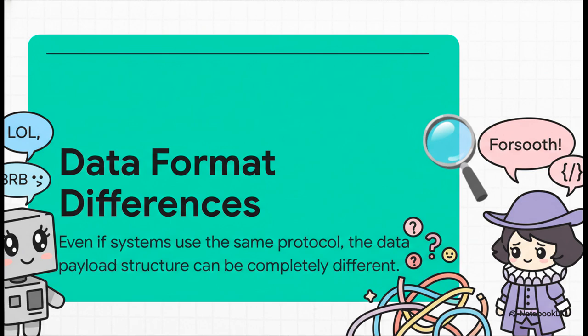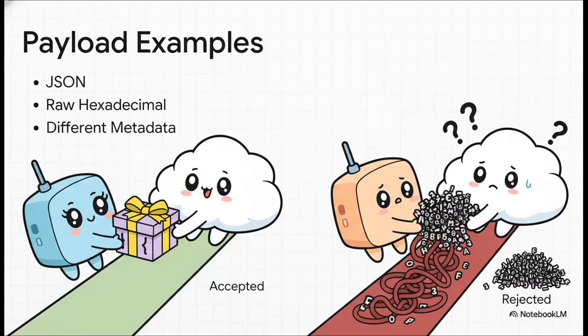This is like 2 people who both speak English, but one of them is using modern, everyday slang, and the other is speaking in perfect Shakespearean English. They're technically using the same language, but the sentence structure, the way they organize their words, is so different that they just can't understand each other. It's gibberish. In the world of IoT, this little package of information is called the payload.